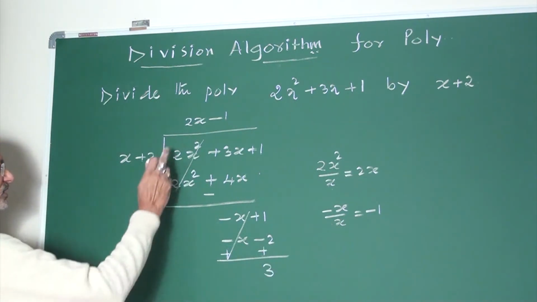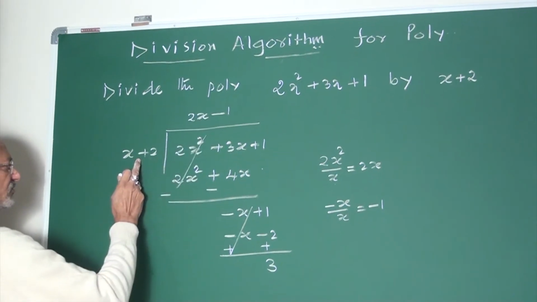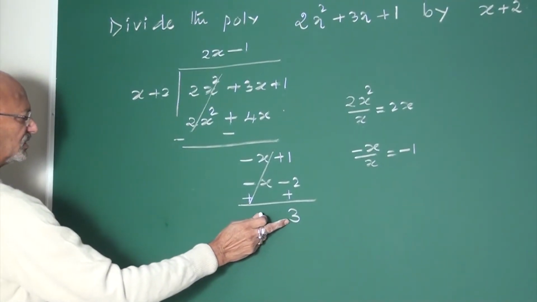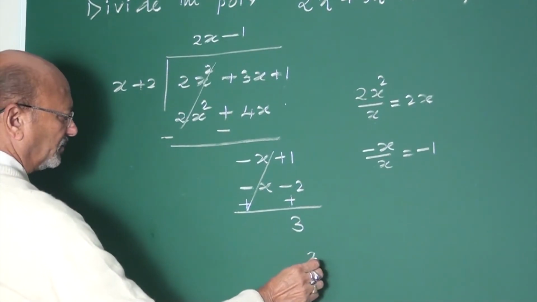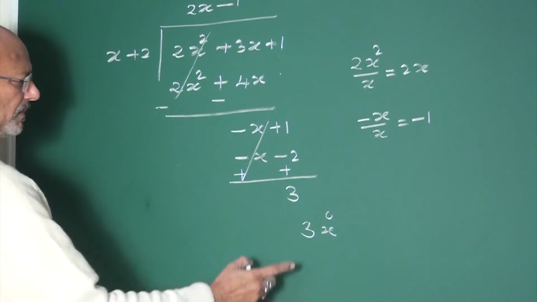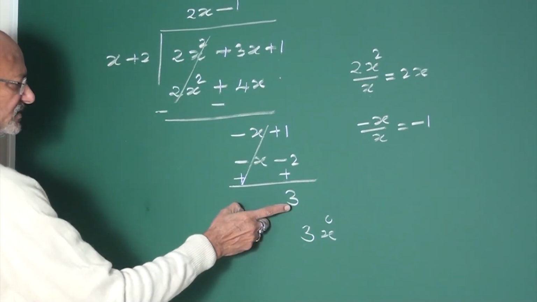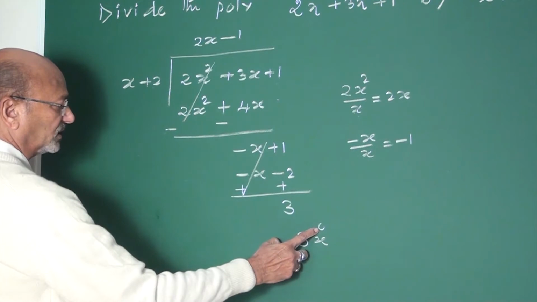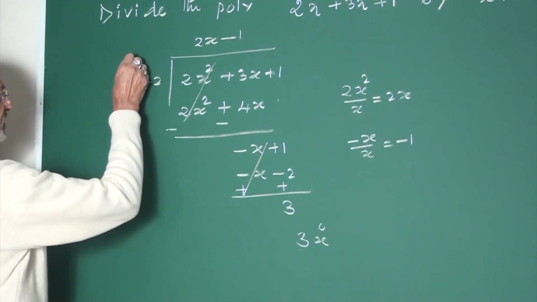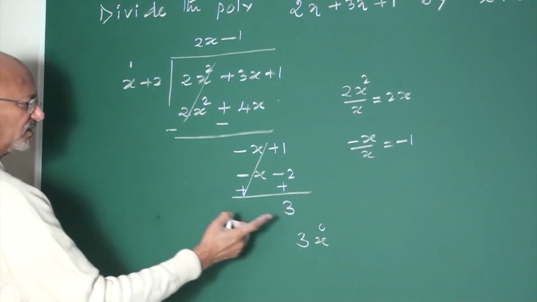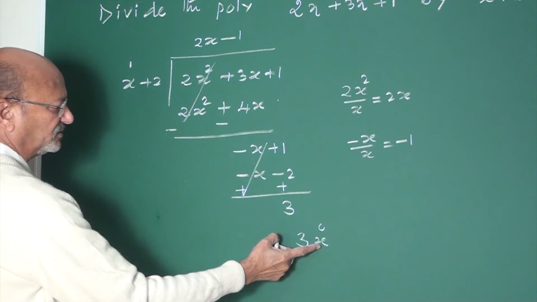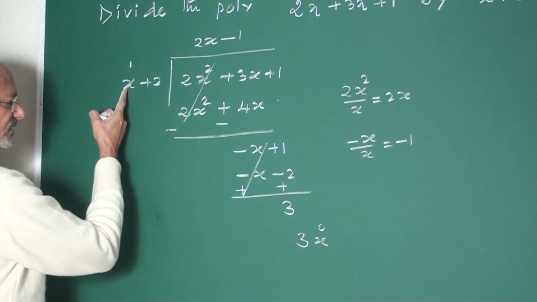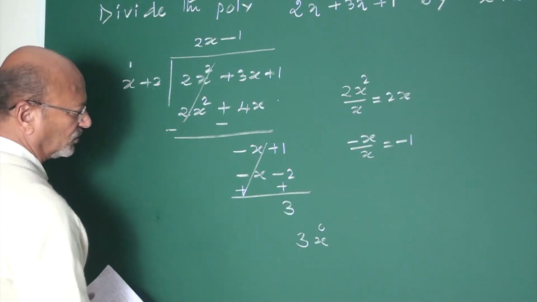Remember, this is known as the quotient, the divisor polynomial, the dividend polynomial. This is the remainder. What is your observation? Here we look at the degree of the remainder. This 3 can be written as 3 into x to the power 0. Either the remainder will be 0, otherwise, in case of polynomials, the degree of the remainder must be less than the degree of the divisor. What is the degree of the divisor here? 1. What is the degree of the remainder here? 0. Therefore, the degree of the remainder must be less than the degree of the divisor. Otherwise, you must get polynomial 0.